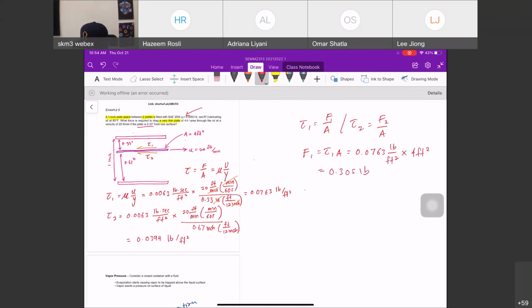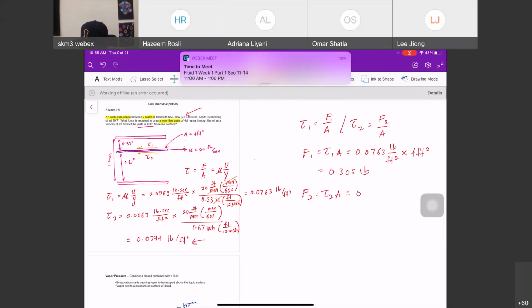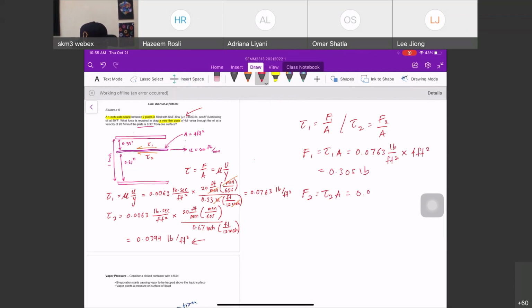Then the answer is 0.305 lb. How about force 2, which is tau number 2 multiplied with area: 0.0394 lb per feet squared, multiplied with 4. So the answer here is 0.158 pound. So in order to get the total force, which is force 1 plus force 2, total up you will get 0.463 pound. Right, so that is the final answer.